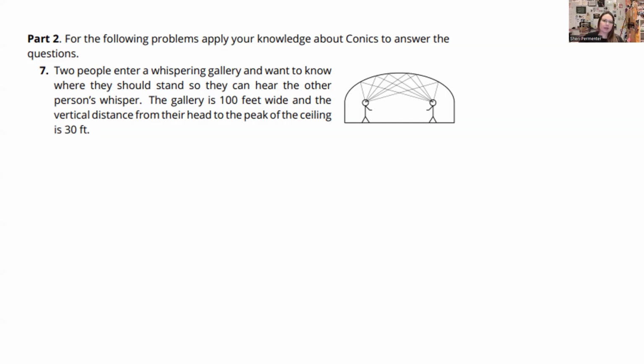So this says that 2 people enter, they want to know where they should stand. The gallery is 100 feet wide, and the vertical distance from their head to the peak of the ceiling is 30 feet. So the shape of this room is a regular room up until their head. Let's keep in mind they're assuming these people are exactly the same height, so obviously it's not a 100% real world problem. If they were standing right in the middle, the top of the gallery is 30 feet above their head.